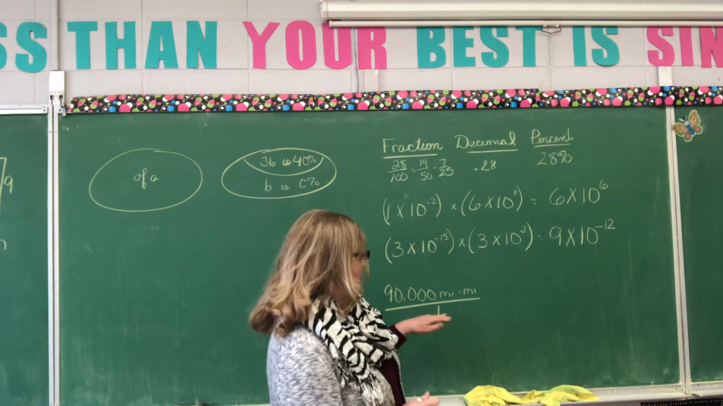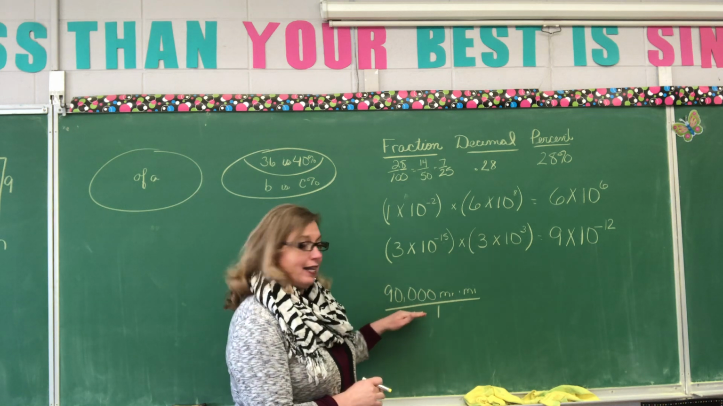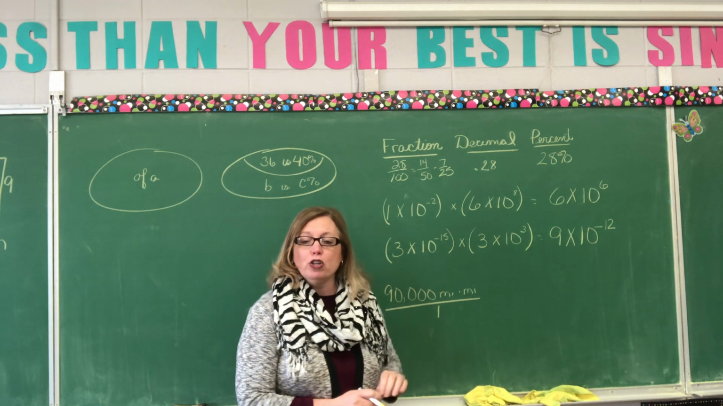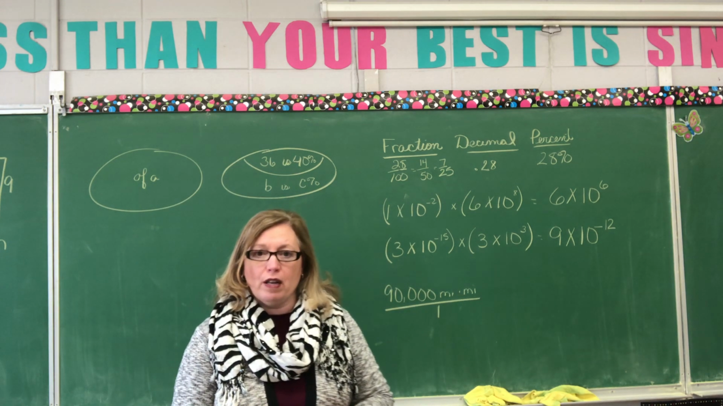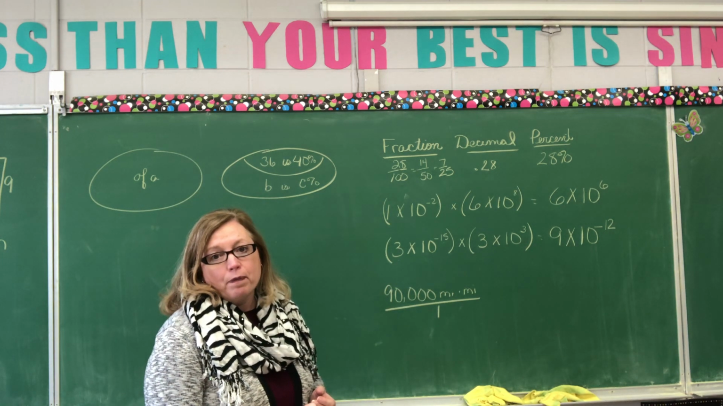Now, that means I have 90,000 square miles. So literally, I have 90,000 miles times miles. And now I'm going to use a conversion to get rid of that. Well, first, how many feet are in a mile?